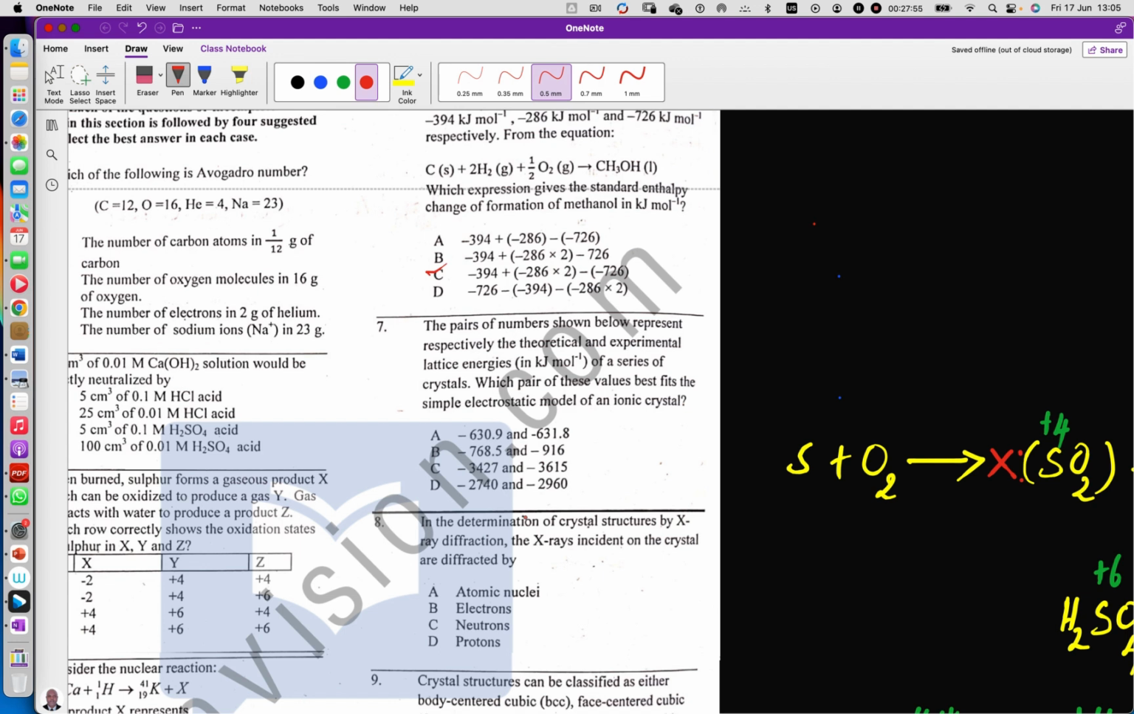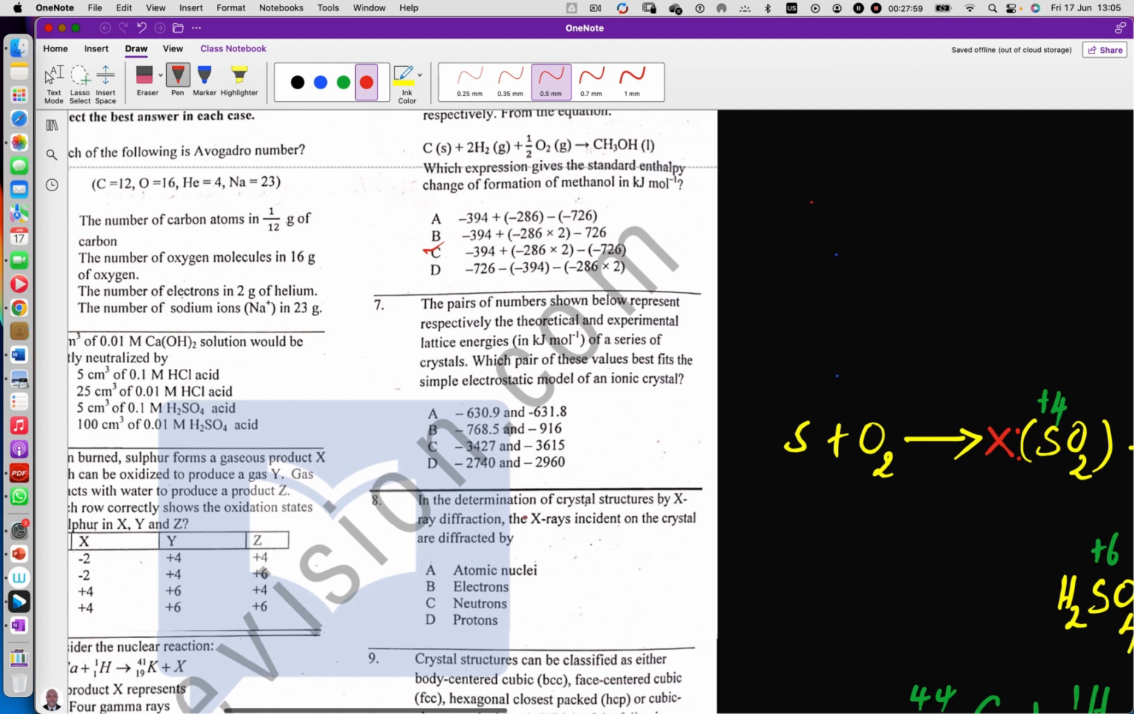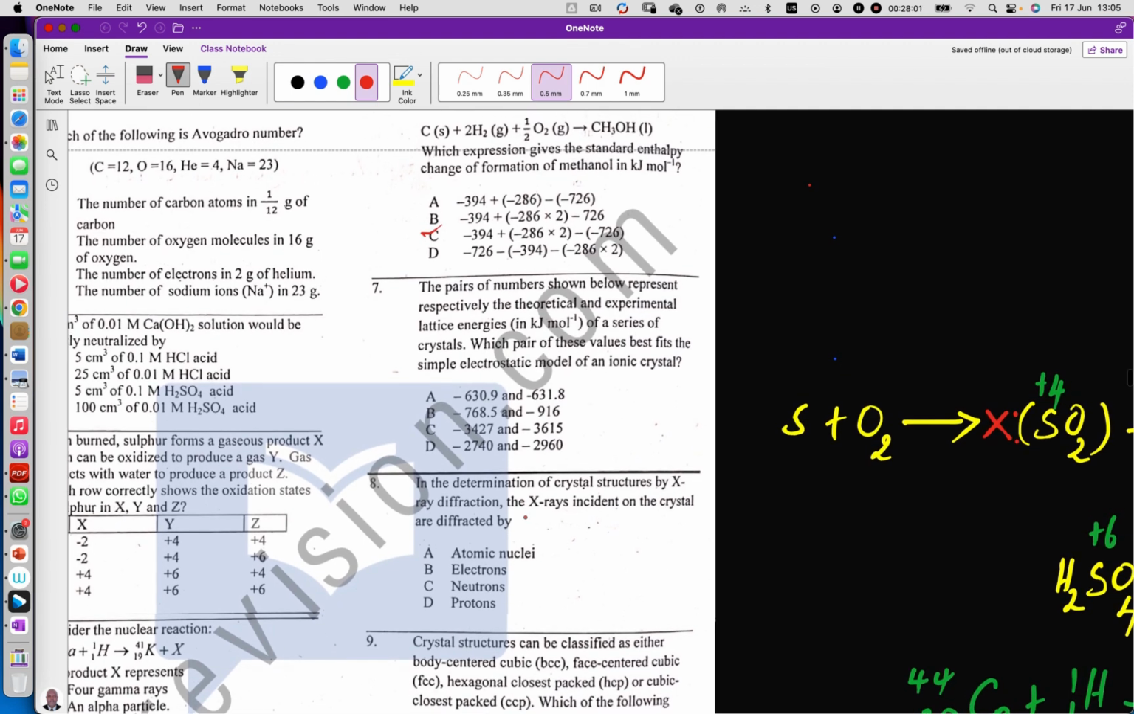Question number 7 has to do with a pair of numbers shown below. The pair of numbers shown below represent respectively the theoretical and the experimental lattice energy in kilojoules of a series of crystals.